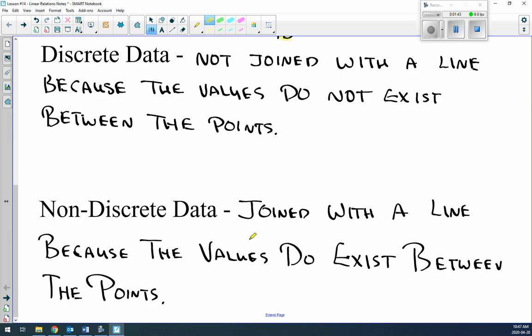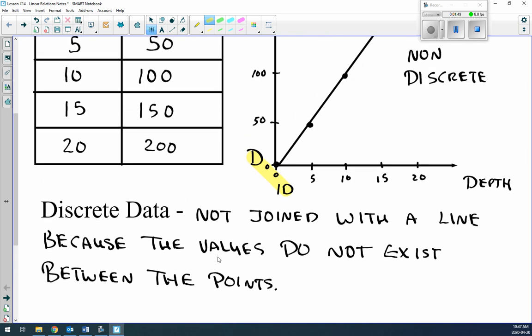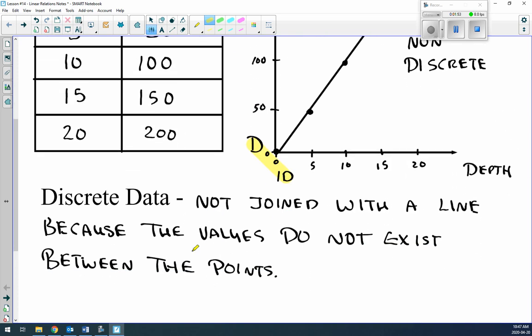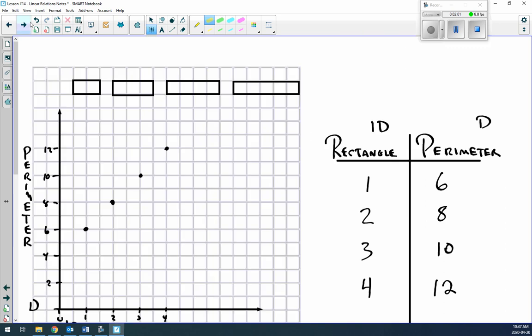So this is known as non-discrete data. It's joined with a line because the values do exist between the points. That's the bulk of when we really get into graphing. You're always going to be drawing lines for your points. Now, discrete data is not joined with a line because the values do not exist between the points. And if you want to see an example of that, let's go to page 2 and look at this one here.